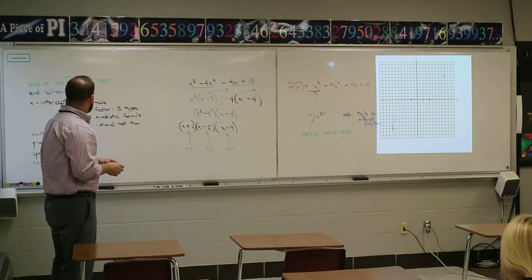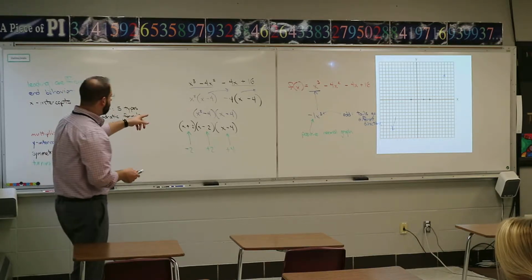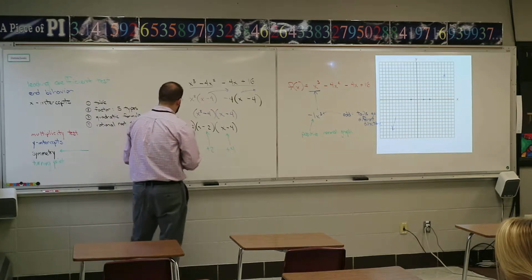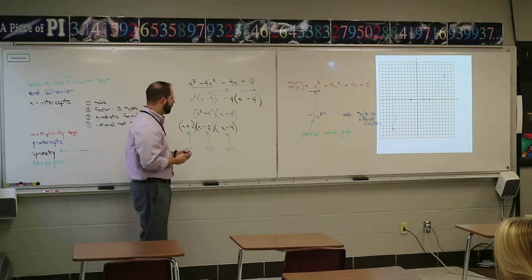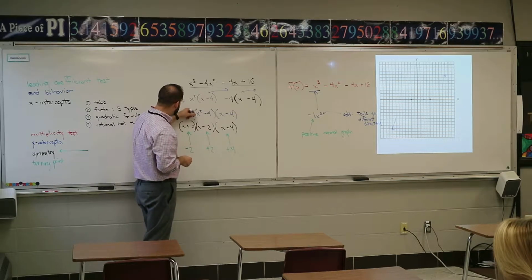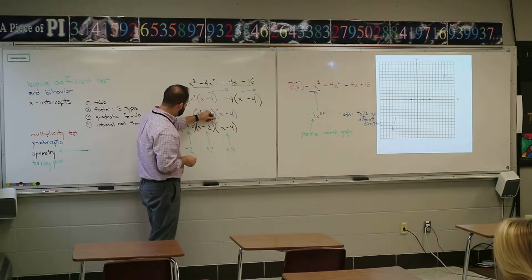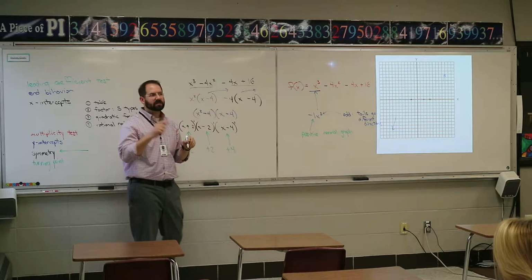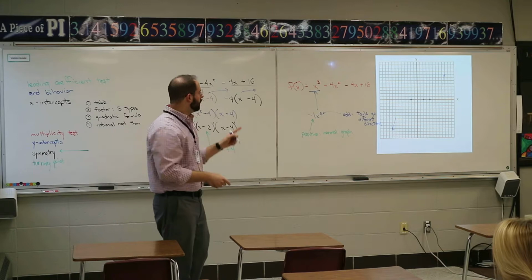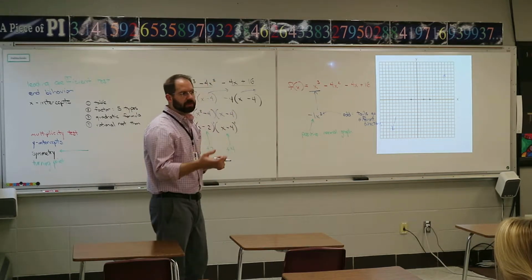Okay. All right, multiplicity test. We have to go after the parentheses I just used. So what we have to look at now for the multiplicity test is what are the powers on these parentheses? Like what's the power on this parenthesis right here? 1. Power on this one? 1 and 1. Since they only have 1s, that means I'm passing through those x-intercepts. It's going to pass through. That's what the multiplicity test is.